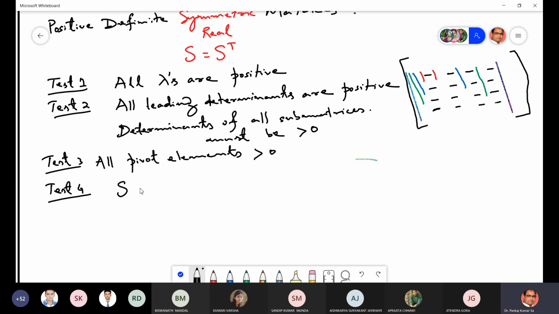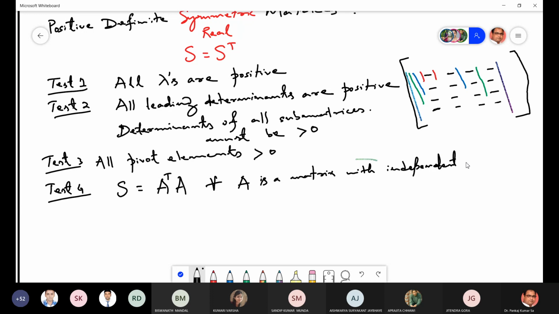Test number 4. The matrix S can be written as A transpose A, where A is a matrix with independent columns.